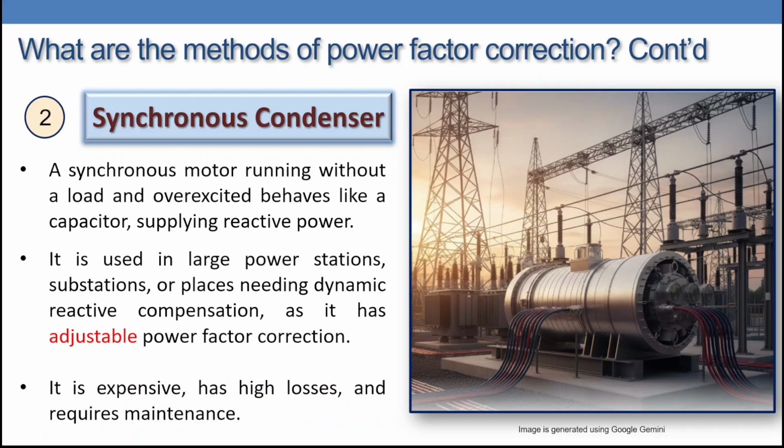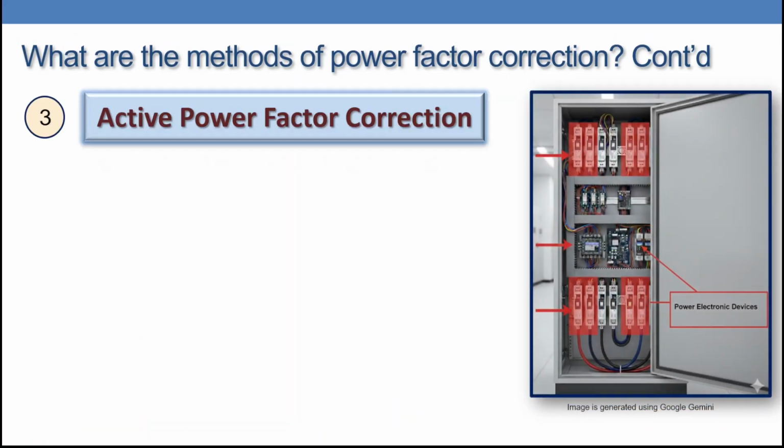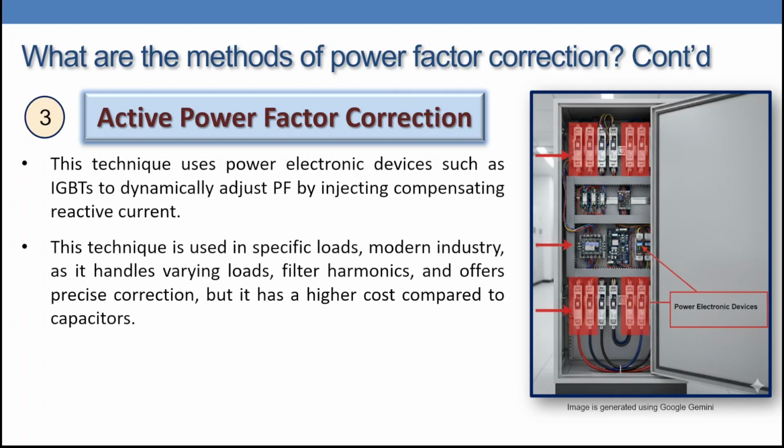It is expensive, has high losses, and requires maintenance. The third method, active power factor correction. In this case, we are going to use power electronic devices such as IGBT to adjust the power factor by injecting compensating reactive current. This technique is used in specific loads, modern industry, as it handles varying loads, filter harmonics, and offers precise correction. It's higher cost compared to the capacitor one.